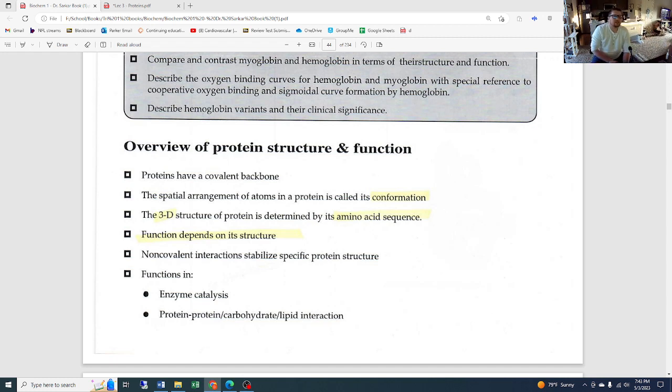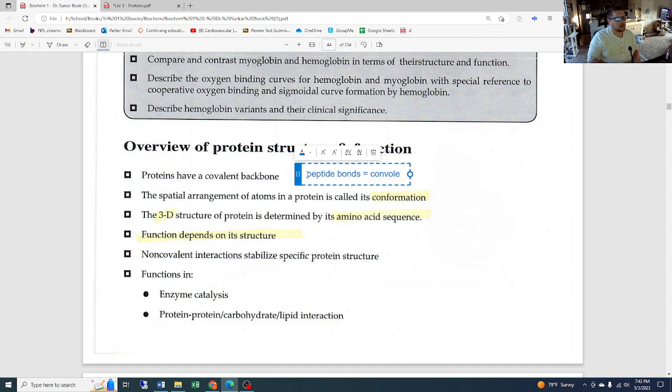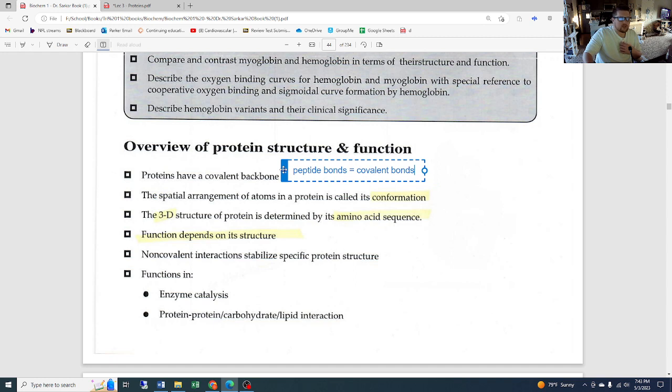There we go. The covalent bond is where two different atoms are actually sharing one or more pairs of electrons between those two atoms. And whenever we talk about proteins, we're actually going to be talking about peptide bonds. Peptide bonds are covalent bonds. So there are going to be a lot of words that go back and forth, just making sure that we understand they're saying the exact same thing, just there are different words for it, specifically in different conditions.